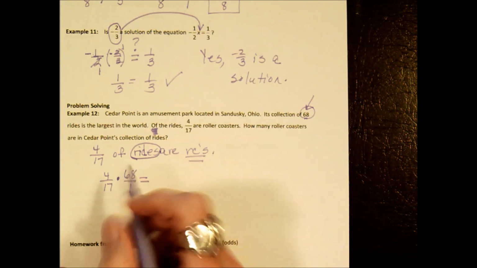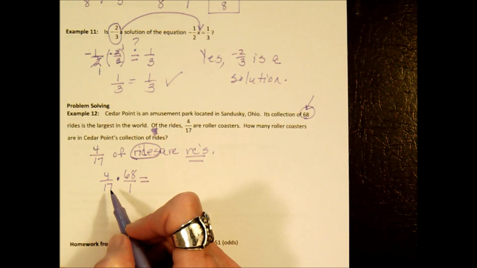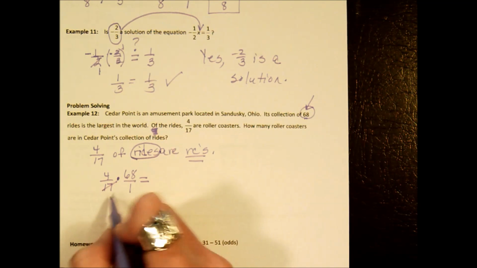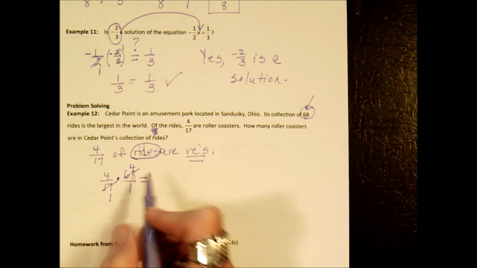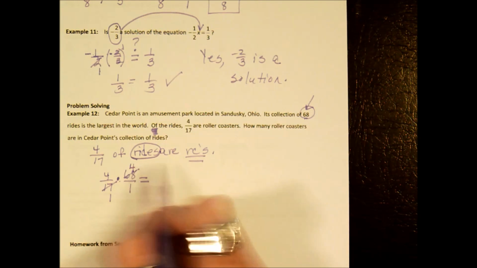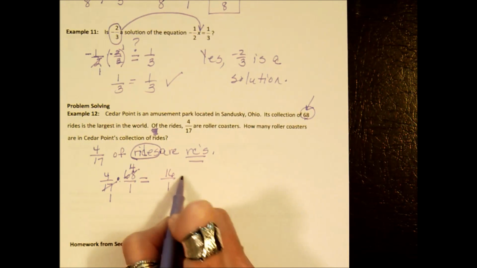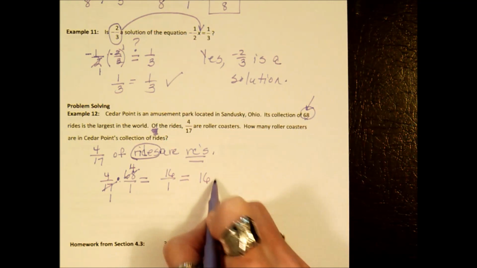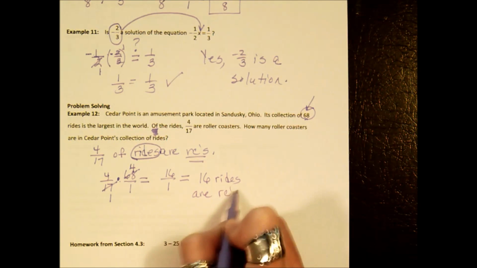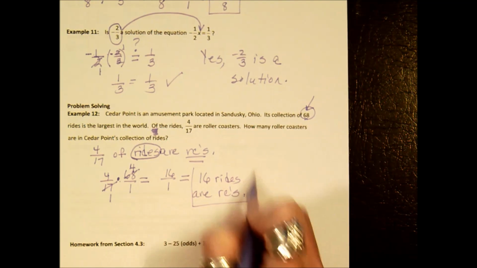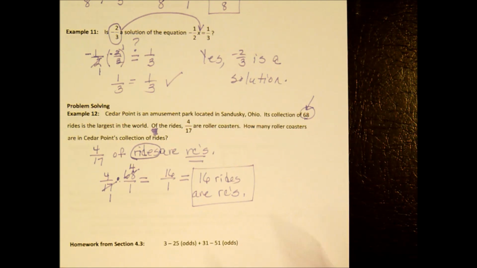This actually cross cancels. Some of you may not realize that, but it does. 17 goes into 17 once. It goes into 68 4 times. So I'm left with 4 times 4 is 16/1, or 16 rides are roller coasters, which makes sense. That's less than 68. It's even less than half, and 4/17 is less than half.